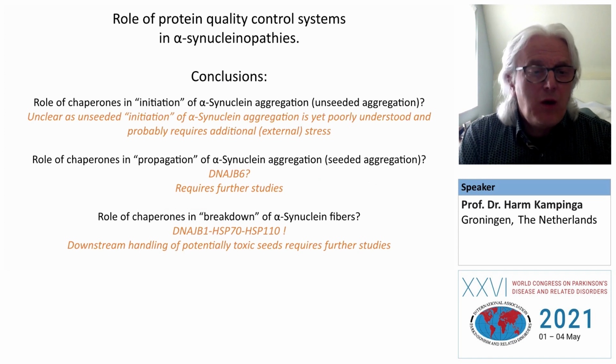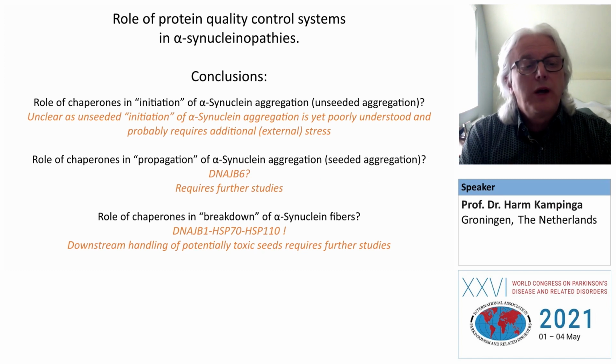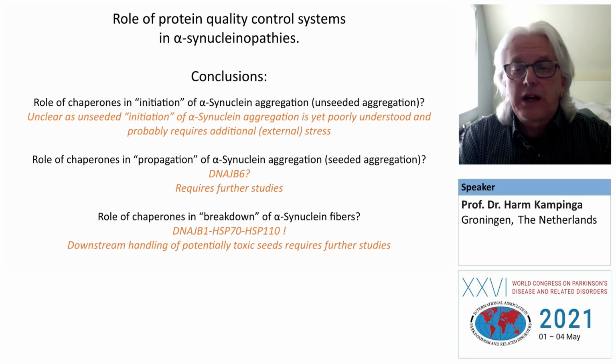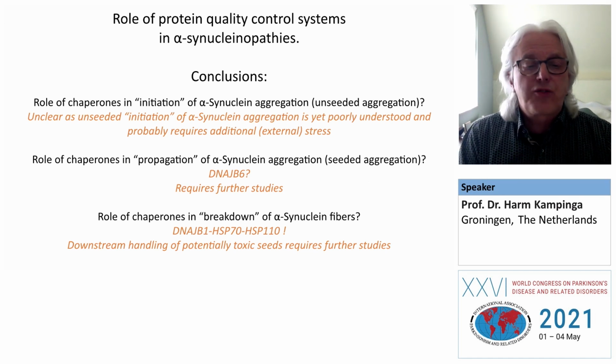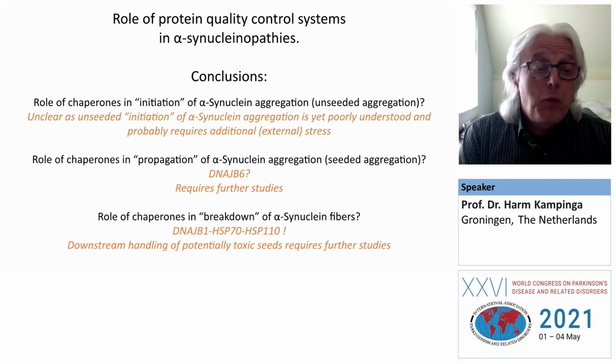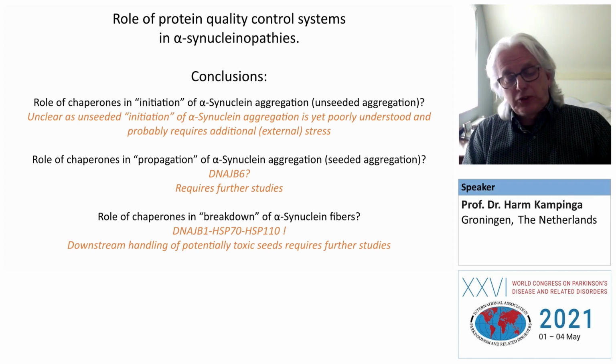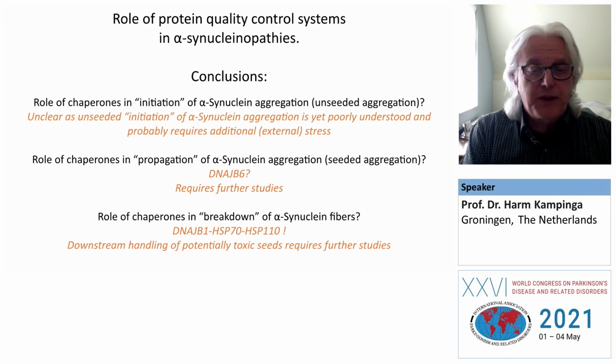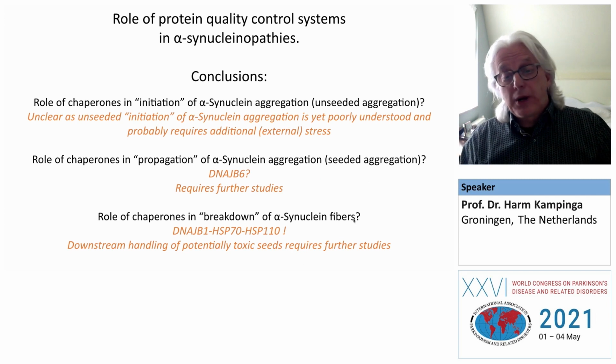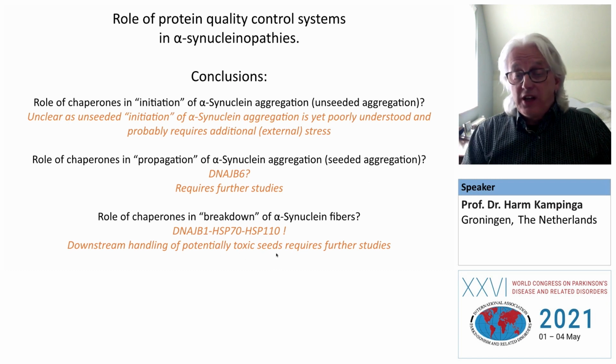So as far as we have now seen, it's very hard to mimic unseeded aggregation in the initiation of alpha-synuclein aggregation in cells. And it's poorly understood what actually triggers that particular feature to trigger the disease. Then what we have as data is that in terms of the propagation of alpha-synuclein aggregation, DNAJB6, the one protein that was very anti-amyloidogenic, seems to have a function here, but this requires further study. With regards to the role of chaperones in the breakdown of alpha-synuclein fibers, yes, there is a different complex, not involving DNAJB6 but DNAJB1, that can in fact break down these fibers. And we need to understand the downstream handling of these potentially toxic seeds to get further insight into the beneficial reaction of that particular system.